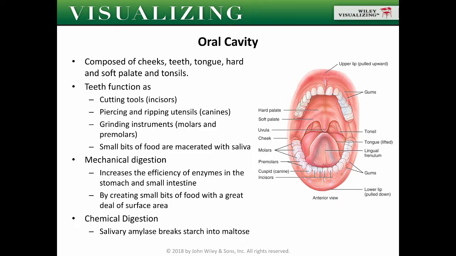So mechanical digestion, basically when we say mechanical, it's the physical breakdown of the food by, of course, chewing them. So it increases the efficiency of the enzymes in the stomach and the small intestines because it cuts down the food into smaller pieces. It increases the surface area so that the enzymes will have more room to actually act on digesting the food. So by creating small bits of food with a great deal of surface area, basically it goes down to the surface area to volume ratio.